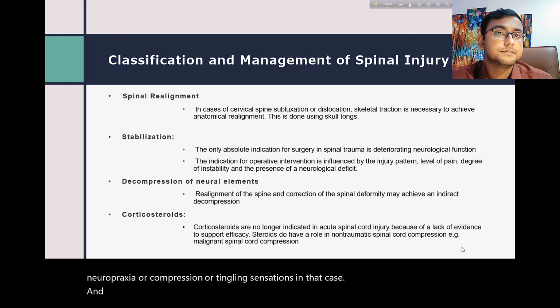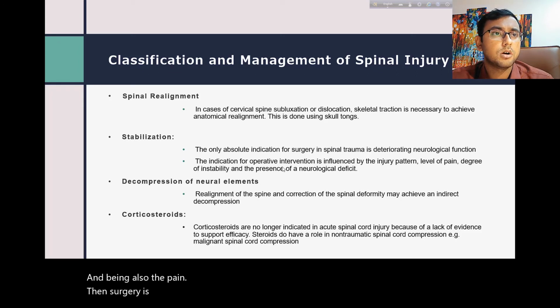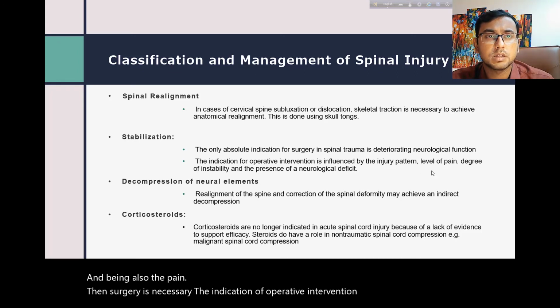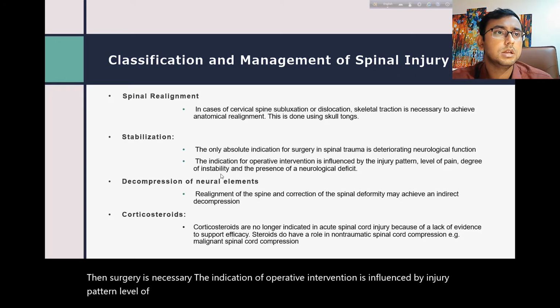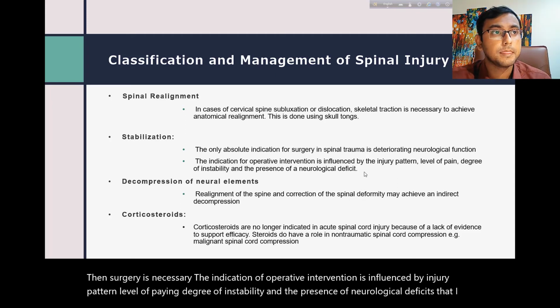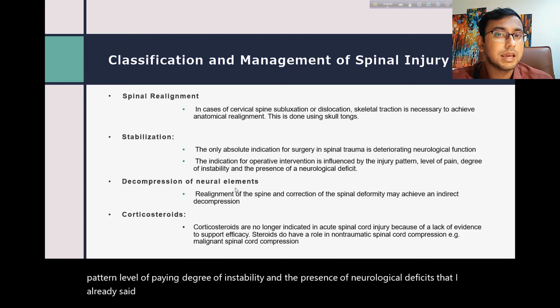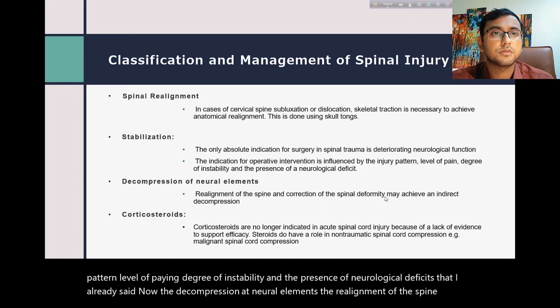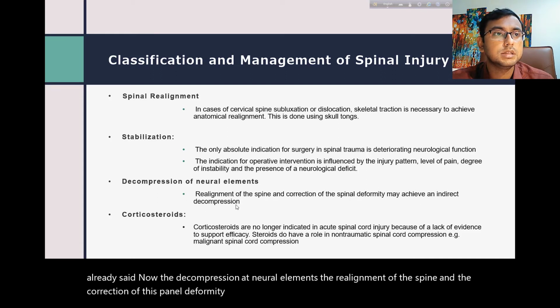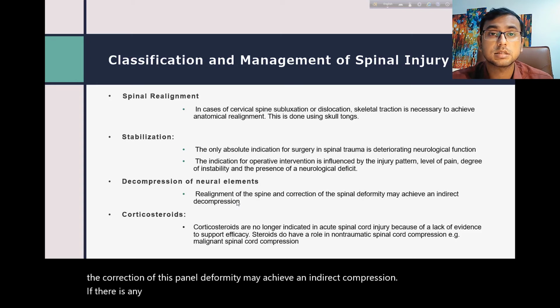Pain, then surgery is necessary. The indication of operative intervention is influenced by injury pattern, level of pain, degree of instability, and the presence of neurological deficit that I already said. Now the decompression of neural elements. Okay, the realignment of the spine and the correction of the spinal deformity may achieve an indirect decompression. If there is an indirect compression, in that case surgery can be necessary.